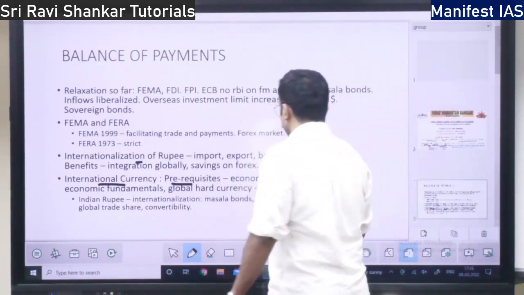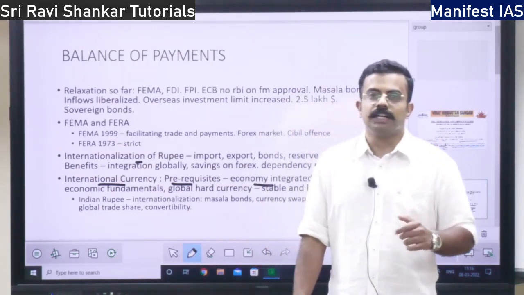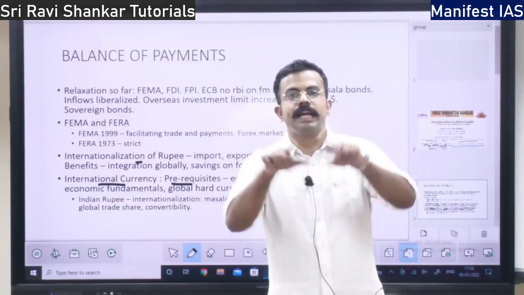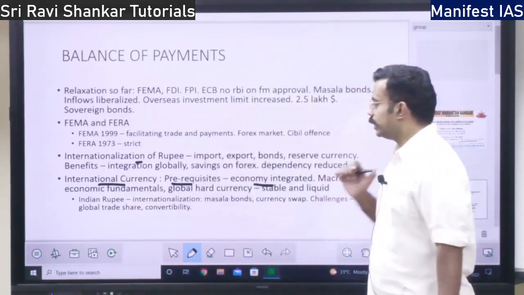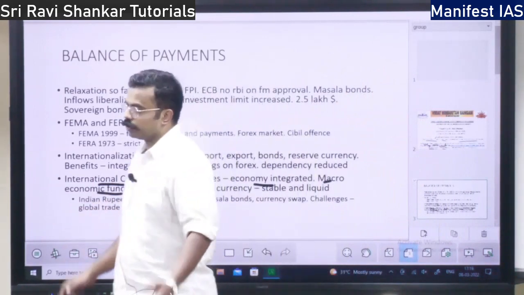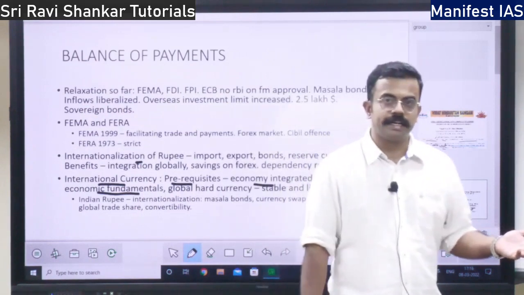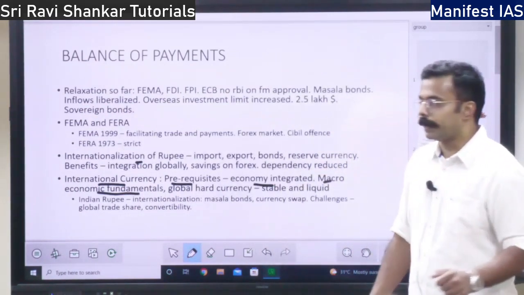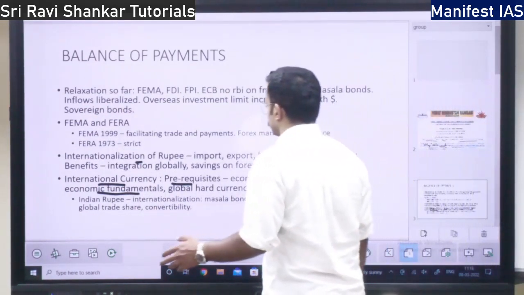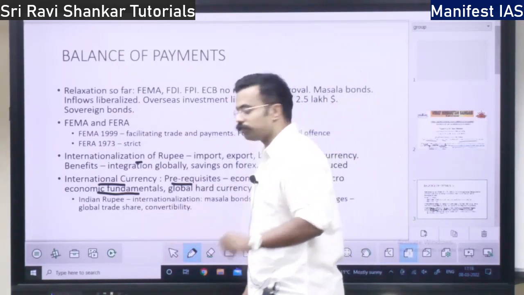So what are the prerequisites? The economy in concern should be integrated. It should not be isolated. It should be integrated with the entire world. That is the first prerequisite. Then you have macroeconomic fundamentals. I told you inflation, interest rate, savings, all these things should be proper and there should be no non-performing assets. All those things should be strong. Then only the macroeconomic fundamentals will be strong.